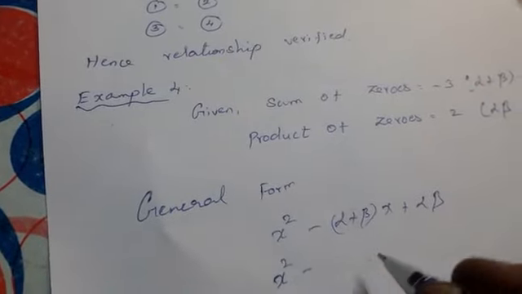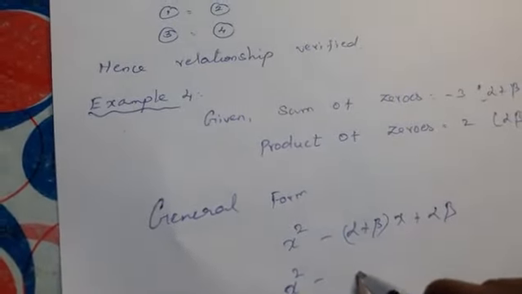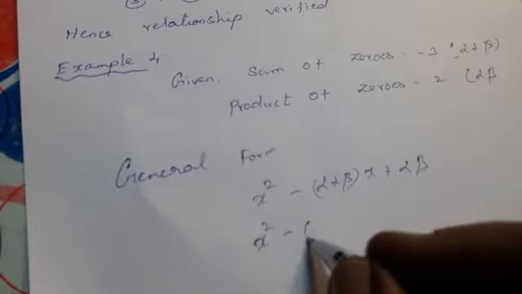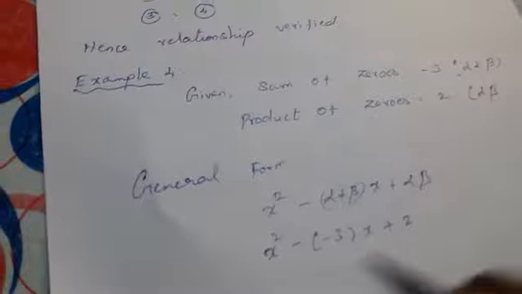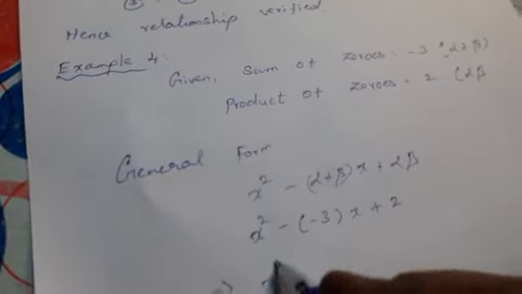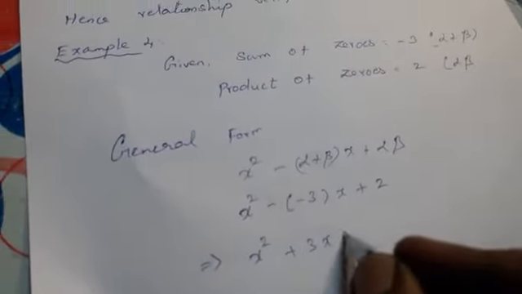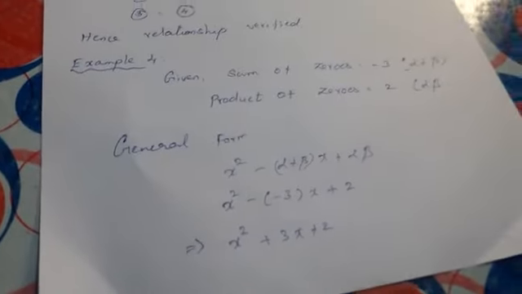So let us substitute. In x square minus alpha plus beta, alpha plus beta is given as minus 3. Already there is a minus sign, so minus of minus 3 into x, plus alpha beta, which is 2. So this implies x square plus 3x plus 2, which is the required polynomial.